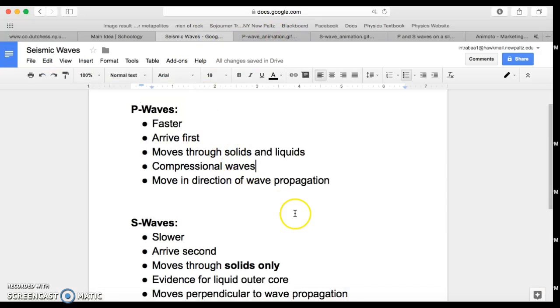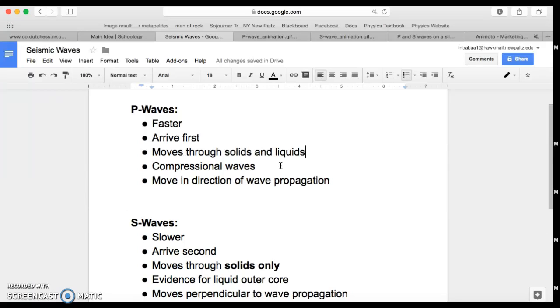So quickly, I wrote up some notes. So P waves, they're faster. They arrive first at the site of the earthquake. They move through solids and liquids. So that is different than an S wave.